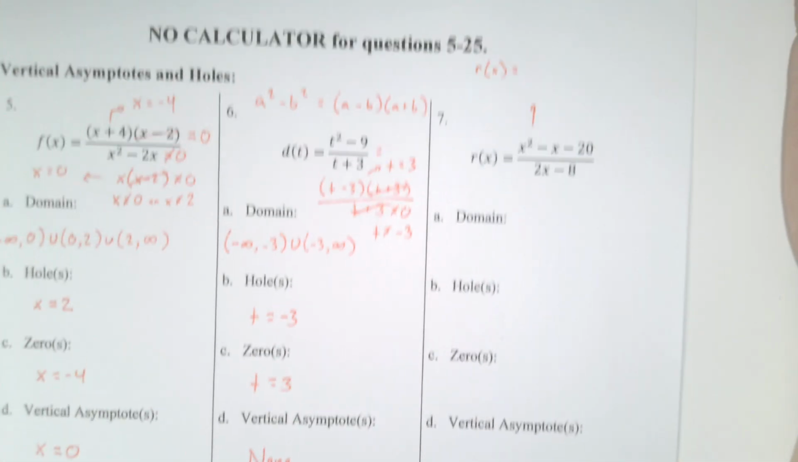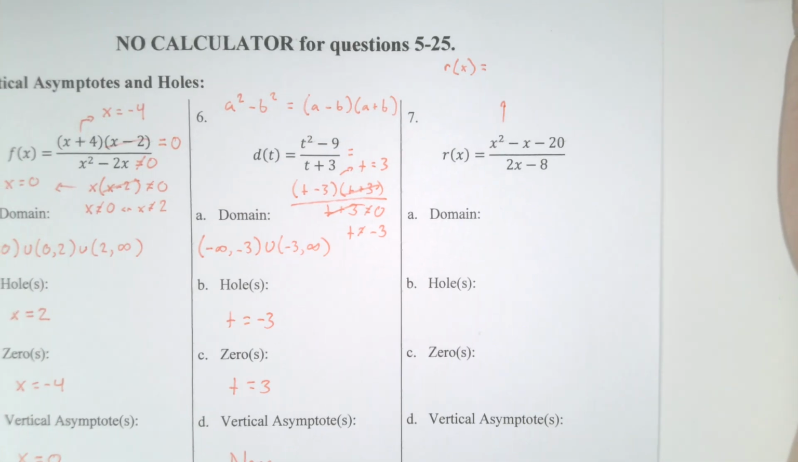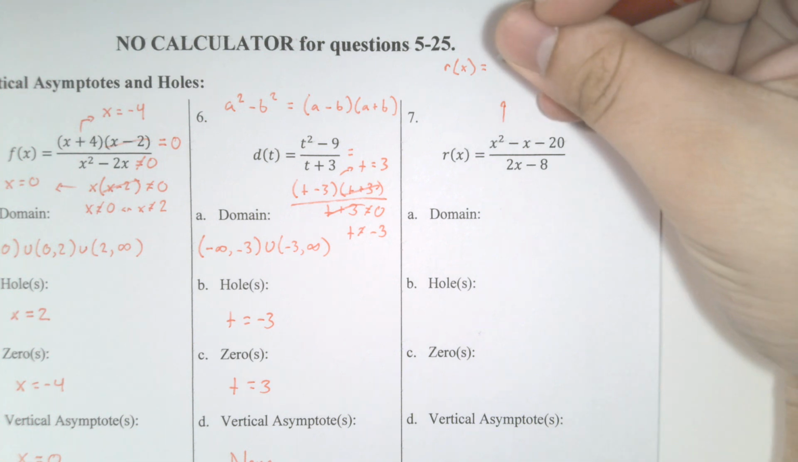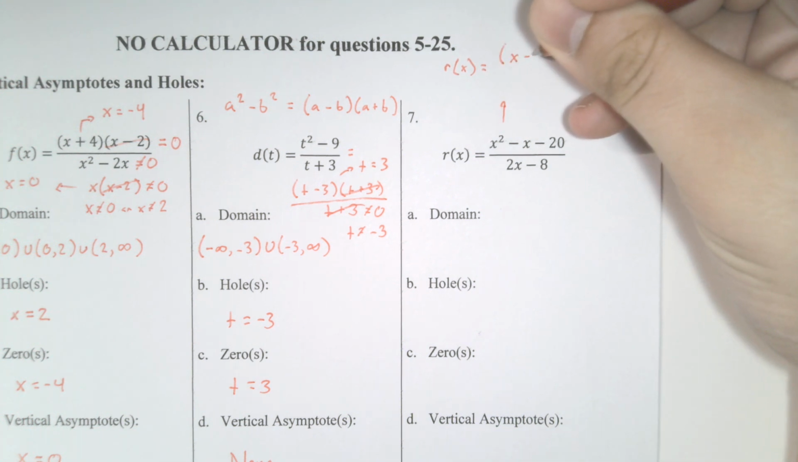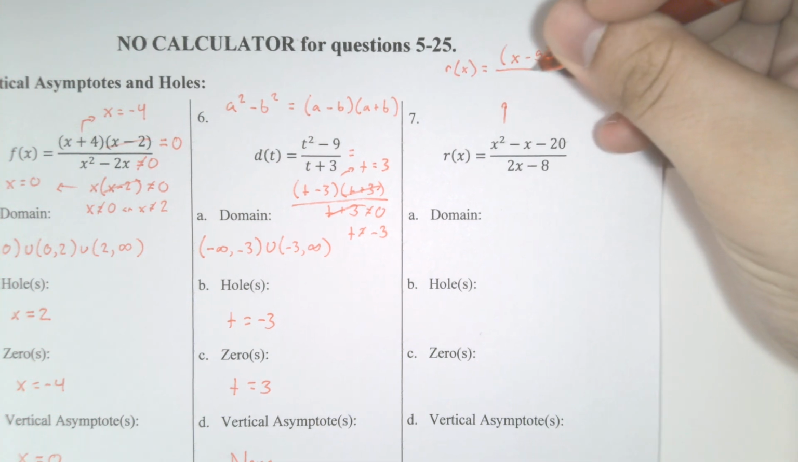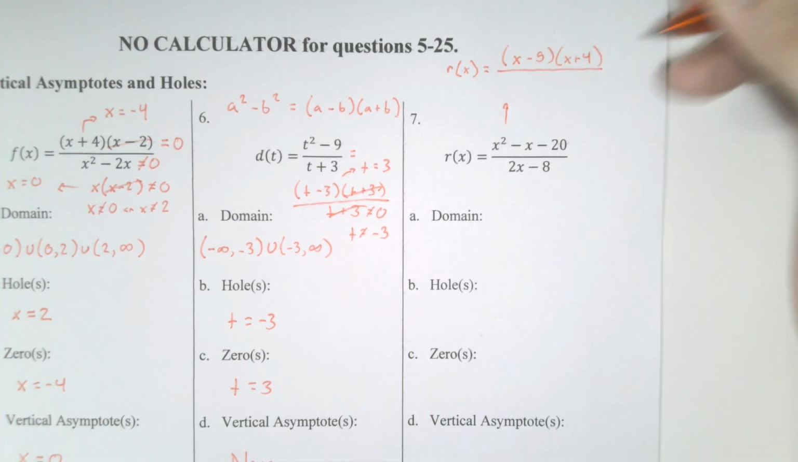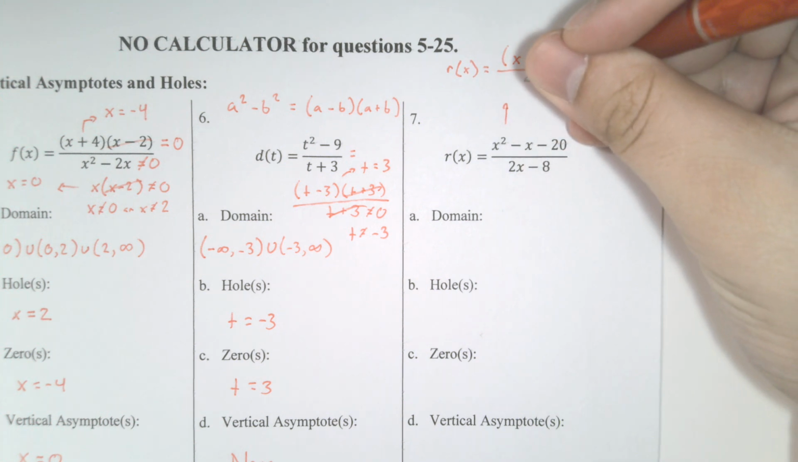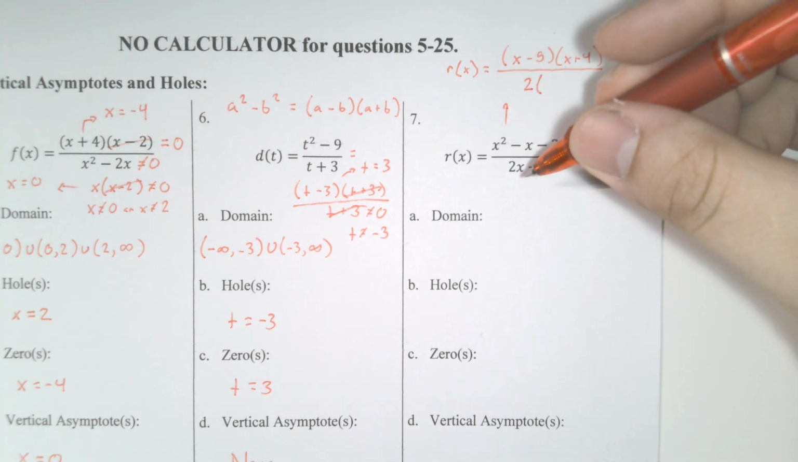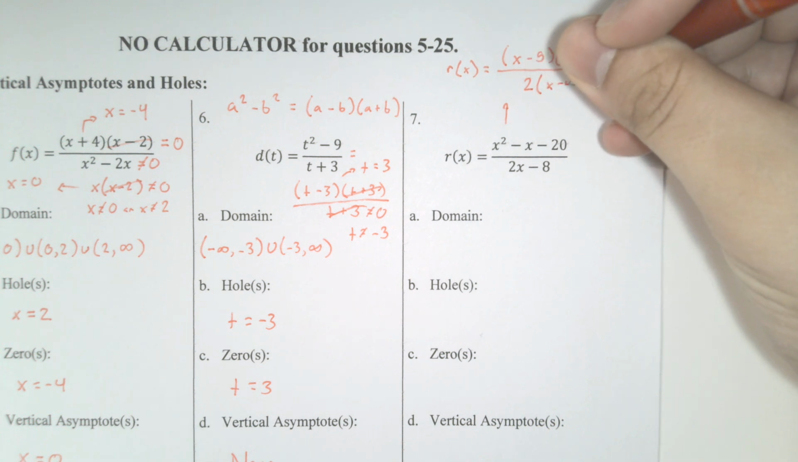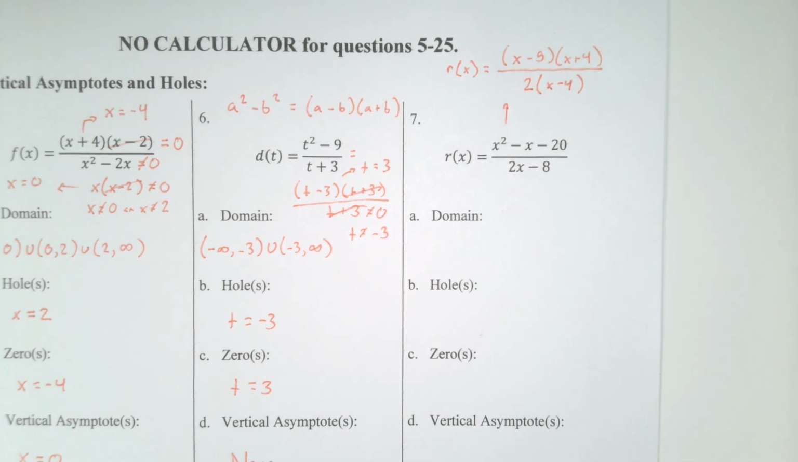So factoring the top, x squared minus x minus 20, we have to find two numbers that multiply to negative 20 and add up to negative 1. That's going to be x minus 5 times x plus 4, and then divided by 2x minus 8. Notice that I have a factor of 2 in both of those, so I'm going to factor out 2. And then that leaves me with x minus 4. So now this is completely factored.